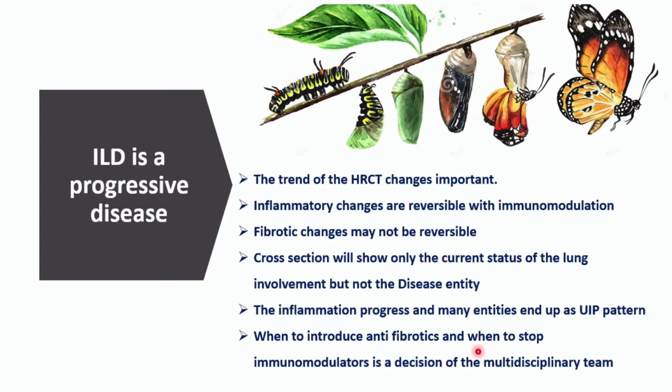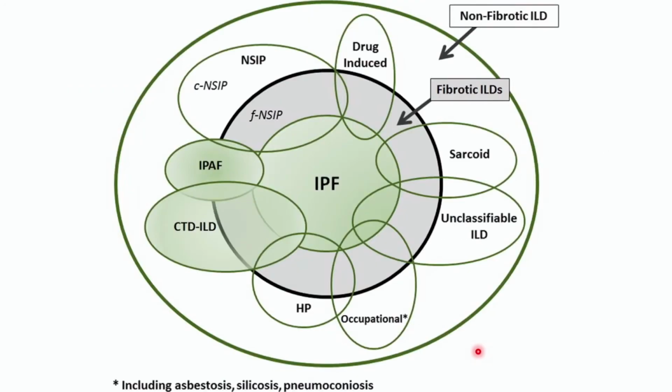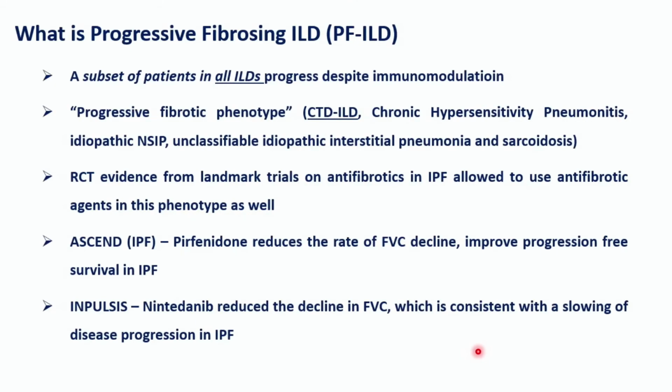So when to introduce antifibrotics and when to stop immunomodulators is a decision of the multidisciplinary team. In any ILD, not only CTD ILD, there's a subset of patients who will progress to fibrosis despite immunomodulation. So those patients we call progressive fibrosing ILDs. Those patients are in the CTD group as well as other ILDs. So we call it the progressive fibrotic phenotype.